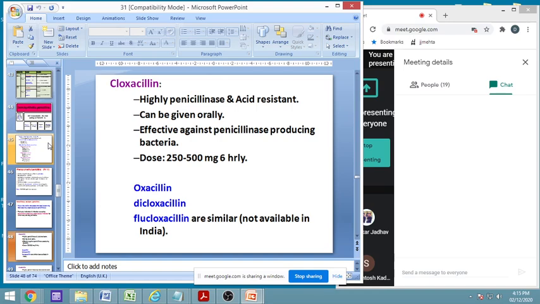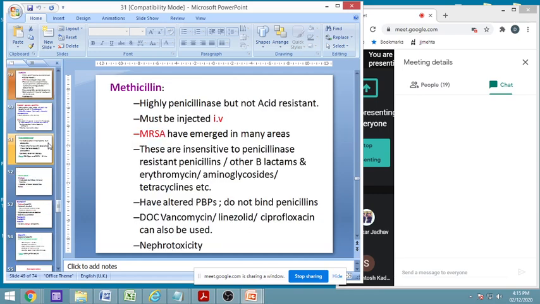Doses are 250 to 500 milligram. Then others similar to cloxacillin are oxacillin, dicloxacillin, and flucloxacillin. They are similar. Flucloxacillin is not available in India, others are available. Then next is methicillin. This is highly penicillinase resistant but not acid resistant, so it must be injected intravenously.